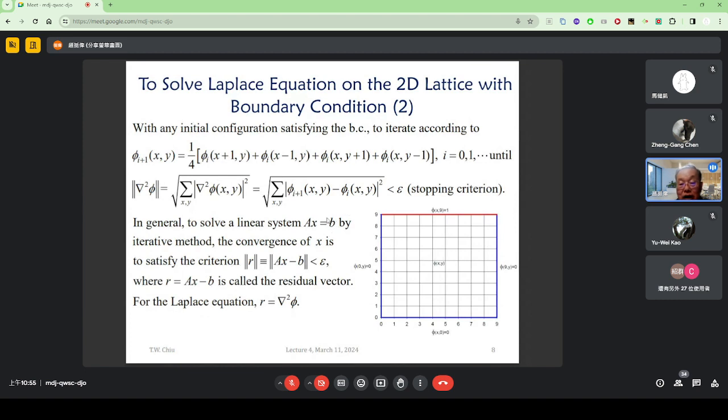So for the Laplace equation, Laplacian phi is equal to 0. The right-hand side is 0, so this Ax itself is the residual vector. A corresponds to the Laplacian, and X corresponds to phi. So this is the algorithm, an iterative algorithm.